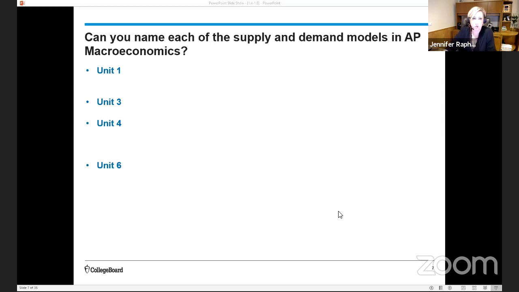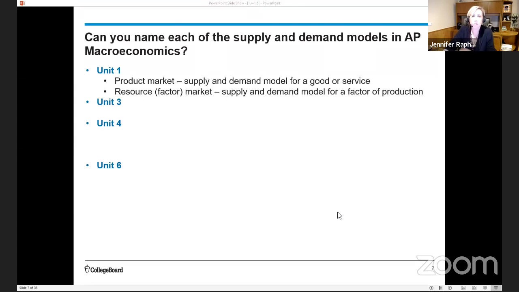Okay, so in Unit 1, this is the unit that we're reviewing, we're taking a look at predominantly product markets, right? This is a supply and demand model for a good or service. Now, some of what you learned in Unit 1 probably included some resource markets where you were maybe graphing oil, which is an input in production. You were modeling the price, the supply of and demand for oil in an economy.